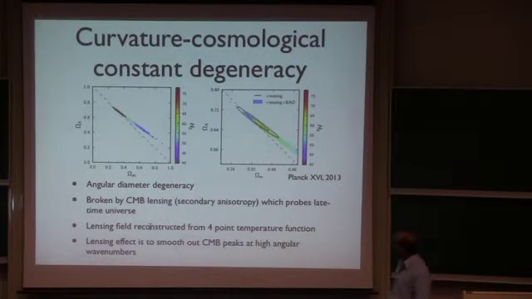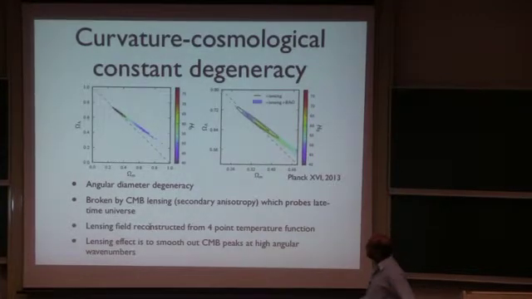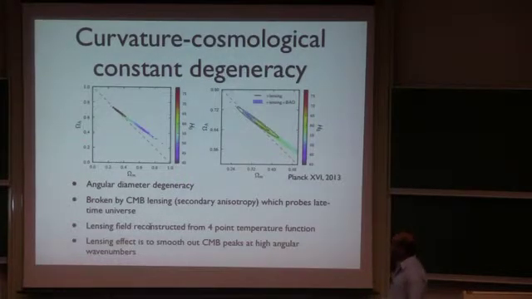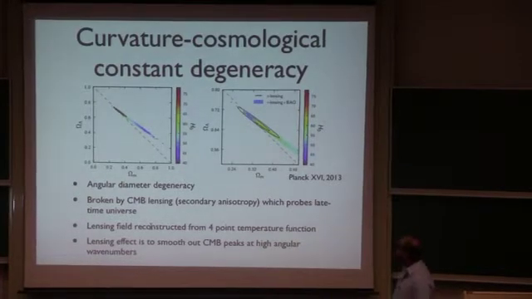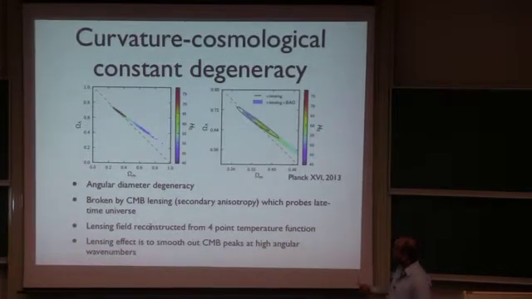Right, if you try to relax that, there's a degeneracy between the curvature and lambda, which is indicated here. That's because from the acoustic peaks you're measuring the angular diameter, and the angular diameter depends on lambda, matter, and curvature. So you can actually break that internally. Previously, we would use other probes, for example clusters or supernova, to say there's something else in the universe. But now we've made progress that we can actually break this.